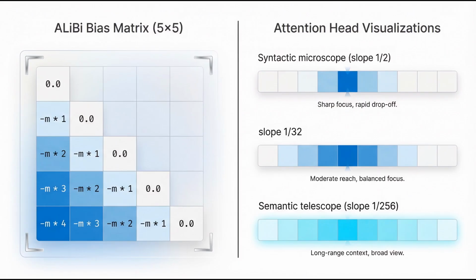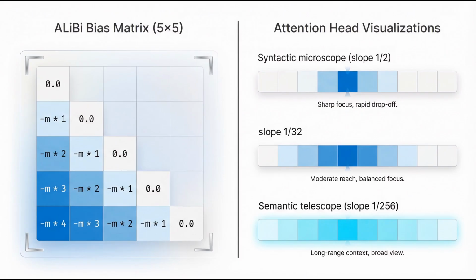After softmax, this translates to exponential dampening of attention. Each attention head has a different penalty coefficient, a slope. The slopes form a geometric sequence. For 8 heads, the values are 1/2, 1/4, 1/8, down to 1/256. This distribution forces specialization.